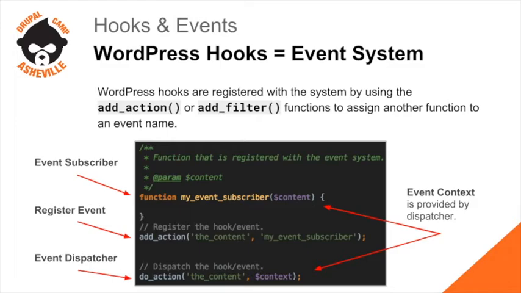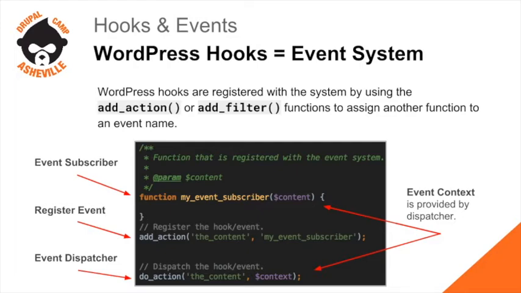WordPress hooks are an event system. In WordPress, there's this extra step where you write a function that can be named whatever you want it to be named. It does not follow a pattern like in Drupal. But then you register that event explicitly by saying add action, the name of the event, and then the name of your function. There's some additional options there with add action.